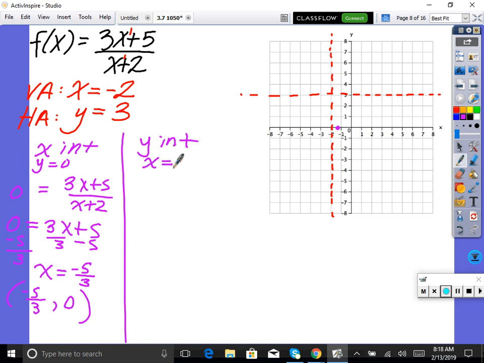Y-intercepts are when x equals 0. So we're going to have 0, comma, plug it in. 3 times 0 is 0, plus 5, and then divided by 0 plus 2. So won't it be 5/2? Which is 2 point something, right? 2.5? So let's go over 0 up 1, 2.5.